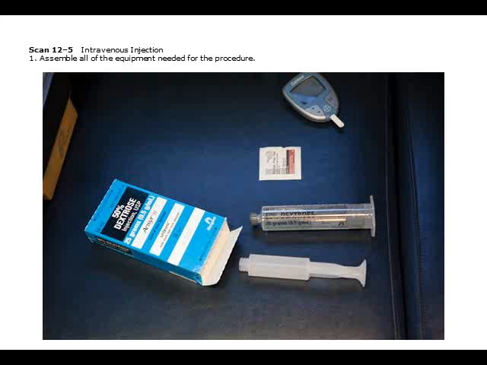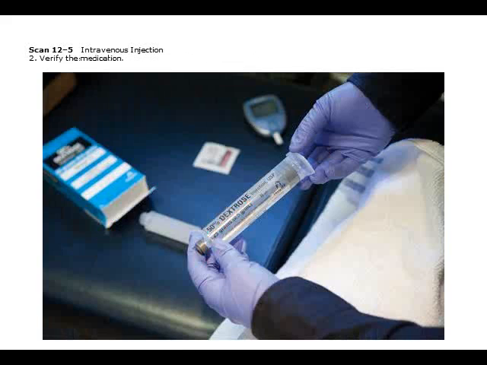That's a pretty good sized syringe. You can see they've had the glucometer out to check sugar and the alcohol wipe there. So you are simply going to have to assemble the medication after you verify it. So you double check it. Yep, says 50% dextrose. That's what we want. 25 grams in 50 mLs. So it's 0.5 grams per mL.